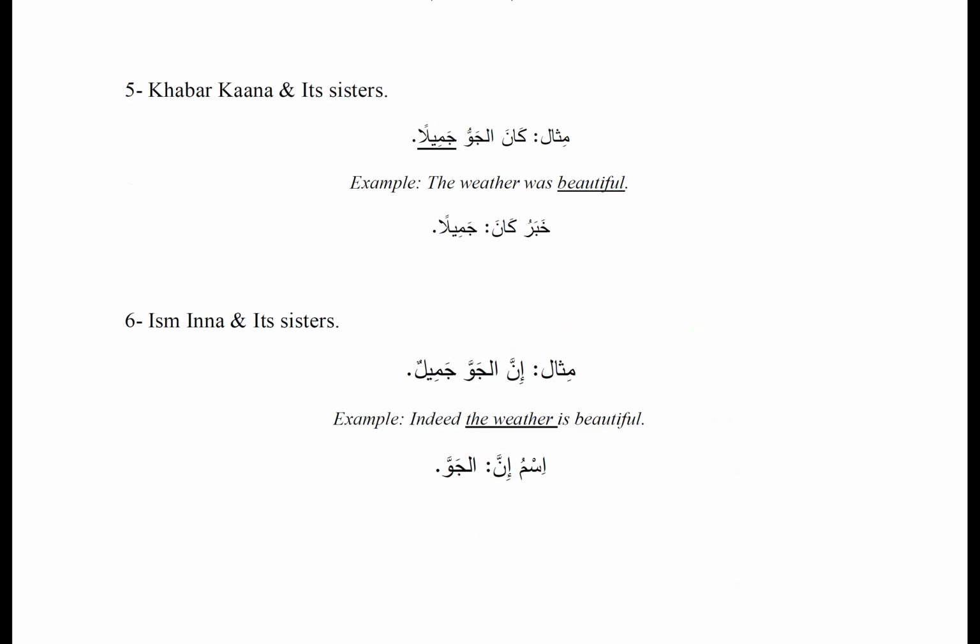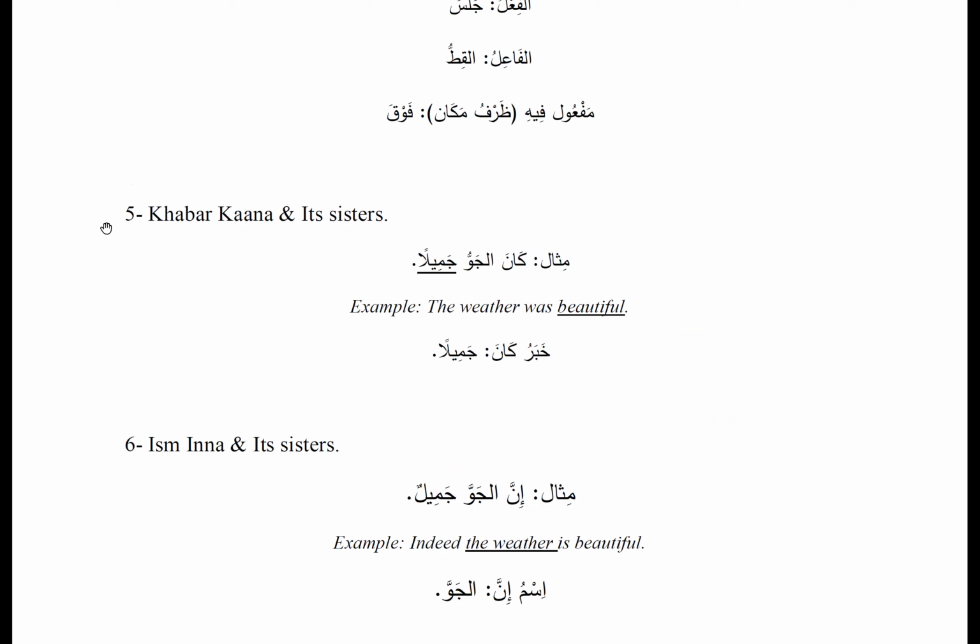Then we also have these two, which we have learned before, the khabar of Kaana and its sisters. So Kaana has ism and khabar. Likewise, Inna also has ism and khabar. The khabar of Kaana is mansoob. As for the ism of Kaana, it comes under marfu'. So for example, Kaana al-jawu jamilan, the weather was beautiful. Kaana is the verb over here, and al-jawu is the ism of Kaana, and jamilan is the khabar of Kaana.